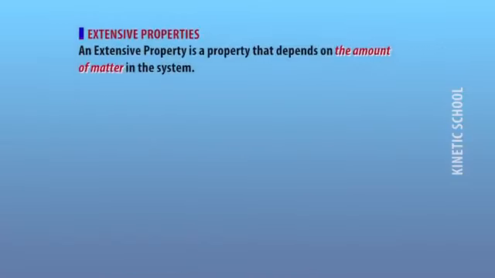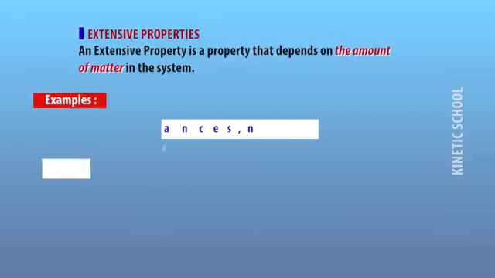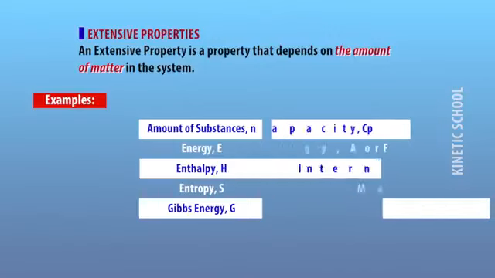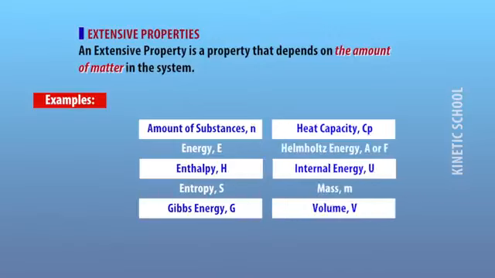An extensive property is a property that depends on the amount of matter in the system, such as amount of substance, energy, enthalpy, entropy, Gibbs energy, heat capacity, Helmholtz energy, internal energy, mass and volume.